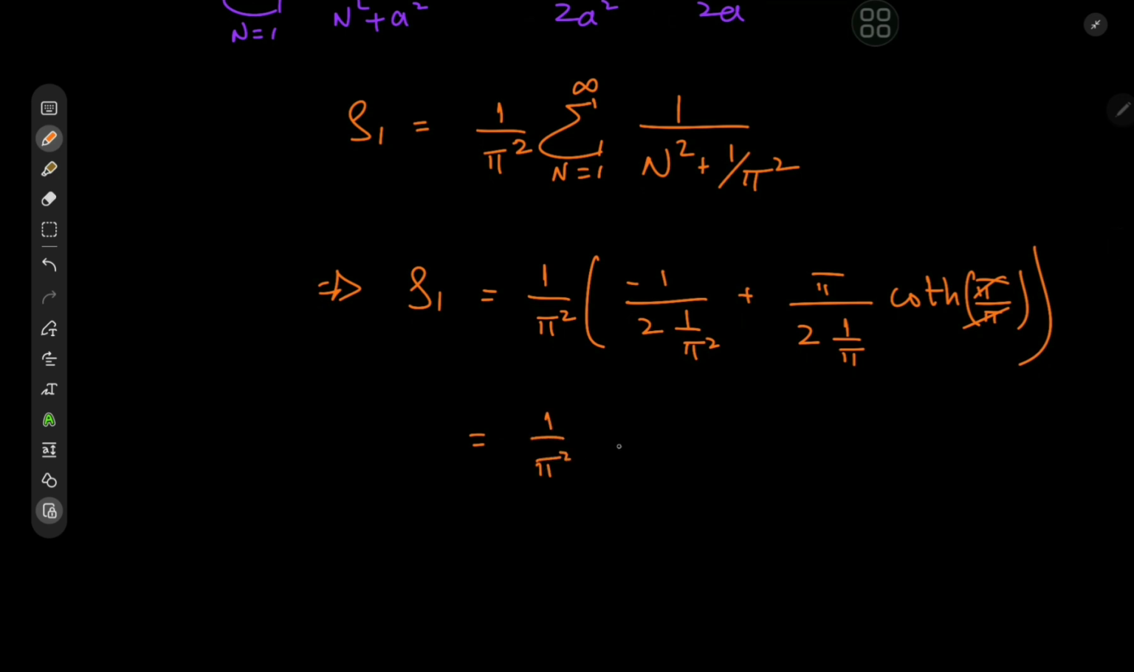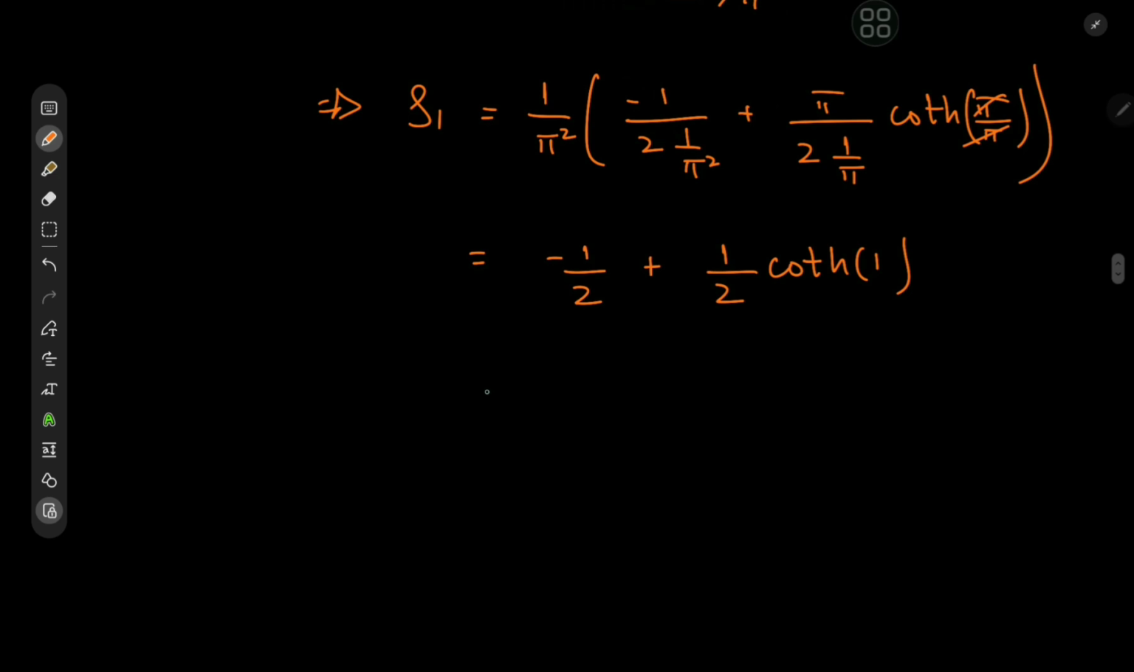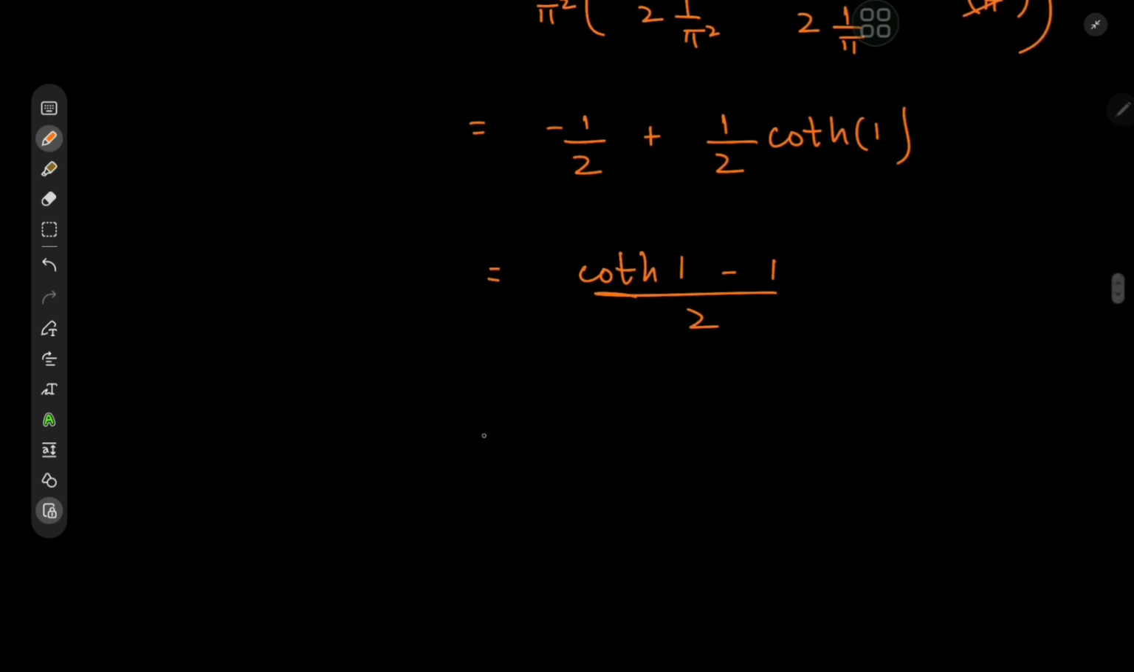So simplifying this a little bit, expanding the multiplication by 1 by pi squared, we see that we have -1/2, and expanding the term with pi will yield a pi squared up top. That'll cancel out with a pi squared down there, so we're left with 1/2 of the hyperbolic cotangent of 1. So we can write this as hyperbolic cotangent 1 minus 1 divided by 2, but there's a much better way to express the final result.